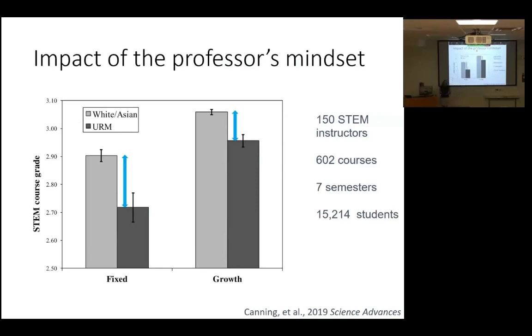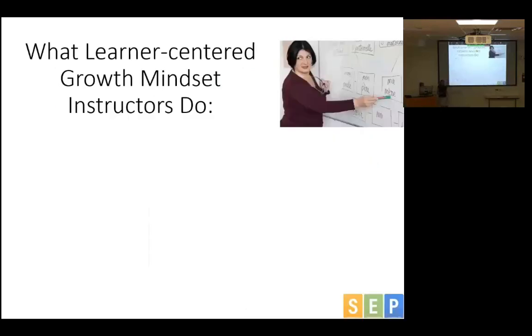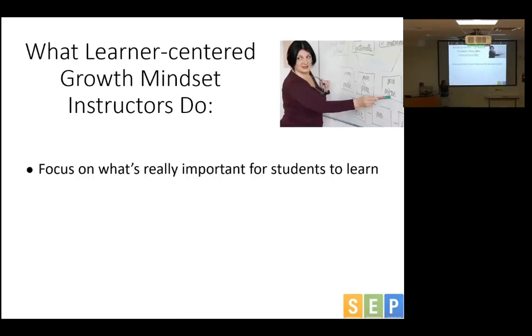So why is that? Why is it that so much of the difference between the traditional students and the underrepresented students shrunk in half? What are these growth mindset instructors doing? How are they achieving this? And in part it is by focusing on what is really important, what they really want students to learn.